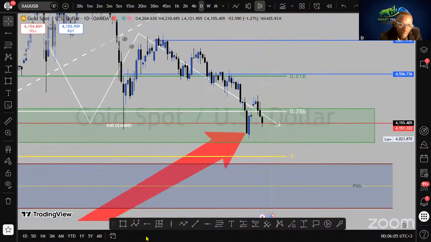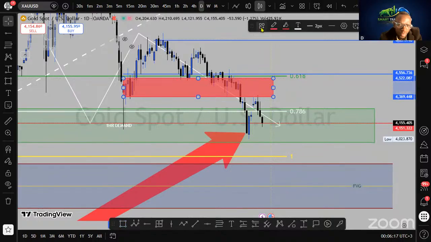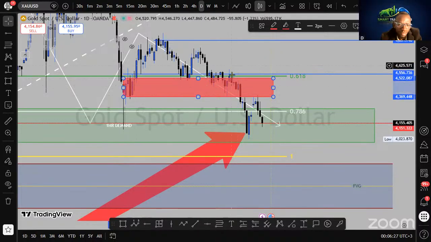If we had done our markup clearly on the daily, this area was what? Initially, it was a demand area. True? Yes. The demand area, what happened? The sellers managed to break the territory for the buyer, where buyers were staying. Remember, this was a buying area. A lot of buyers were here looking to buy.